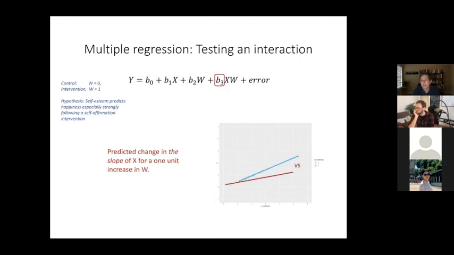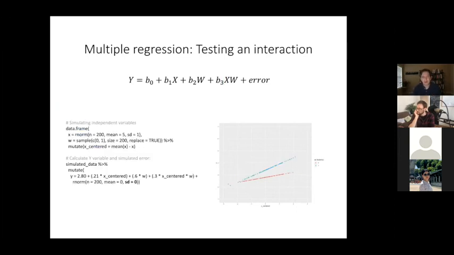And finally, our interaction term is the predicted change in the slope of X for a 1 unit increase in W. Now, because W only has 2 levels, a 1 unit increase in W is the difference between our control condition's slope and our intervention condition's slope. So we have these terms. If you're familiar enough with regression, you can interpret these terms appropriately and you're good to go. So you can start to imagine different predicted patterns of results that you would want to simulate power for. So let's try simulating power here.